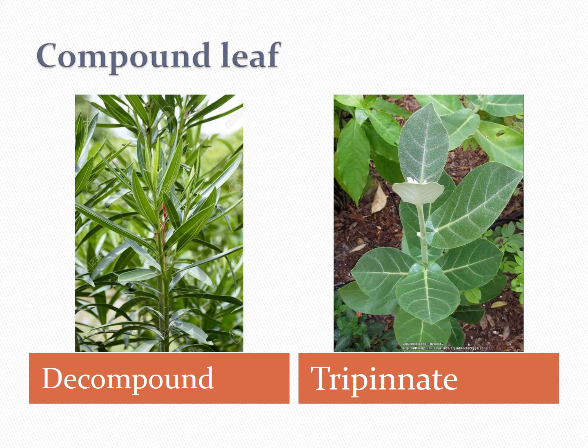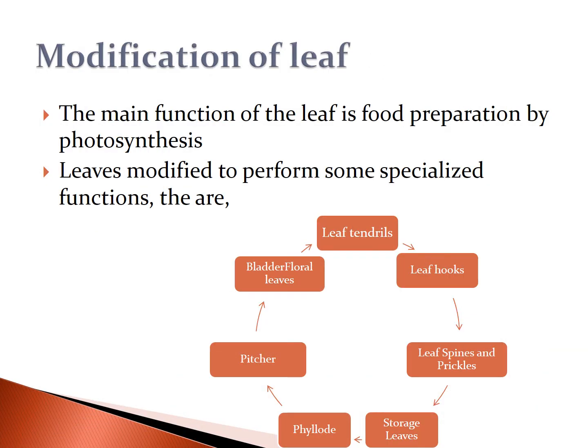Can you mention any difference between them? These are also examples for the compound leaf. First one is decompound. Second one is tripinnate. This is also one of the examples for the compound leaf. While you see this picture, can you understand the difference between them according to this definition? Try it. Okay. Now modification of leaf.